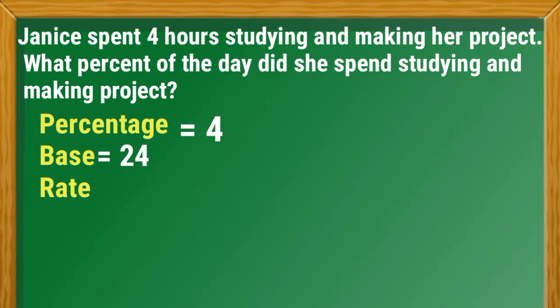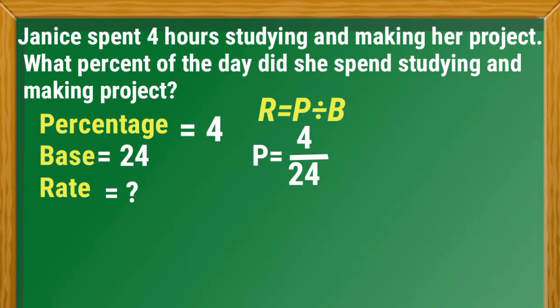So what is the unknown here is the rate. And it is very obvious in the question, what percent? So the formula that we are going to use here is for the rate. So what is the formula in finding the rate? That is percentage over the base. So the percentage is 4 over 24. So we have to divide.